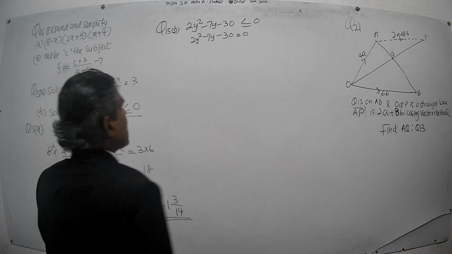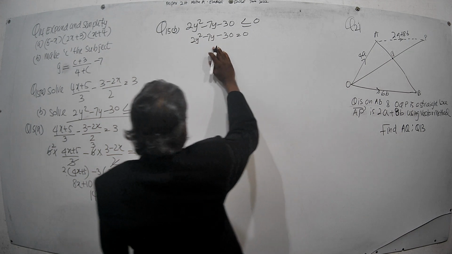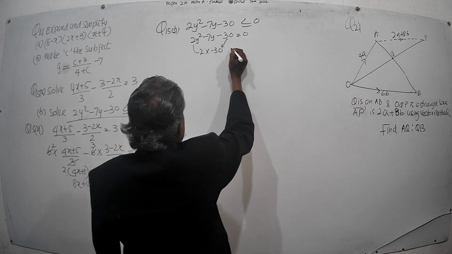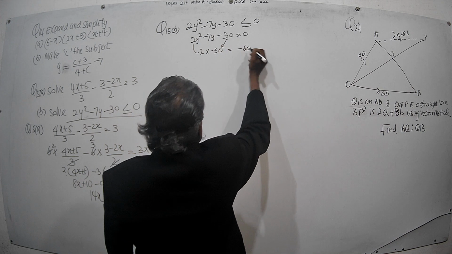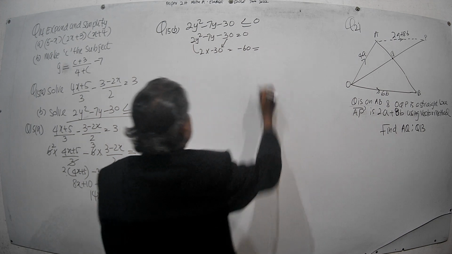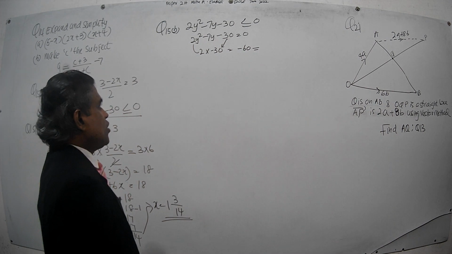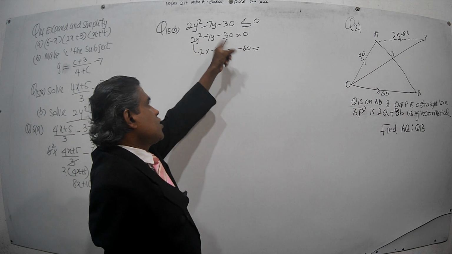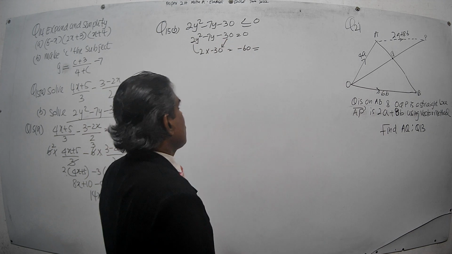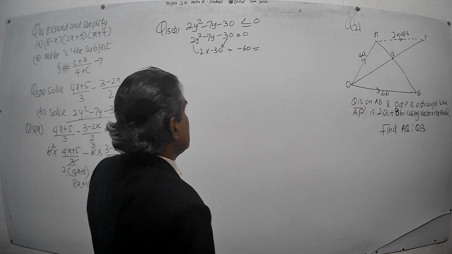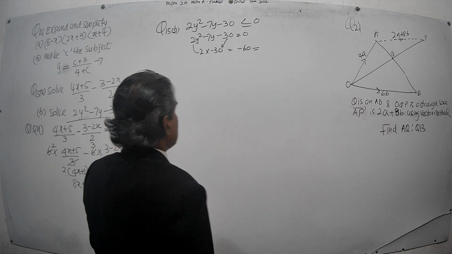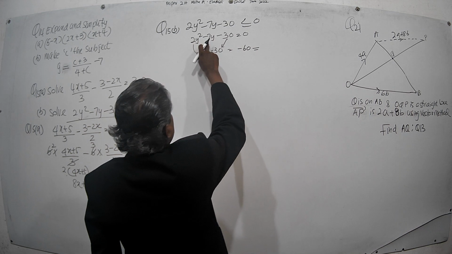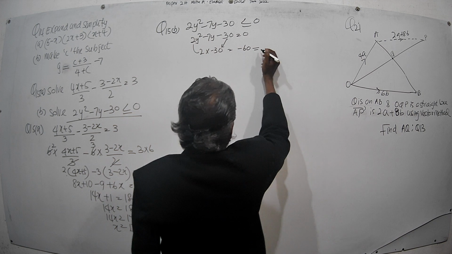Right. Now here we can factorize this. You multiply this 2 by this minus 30, how much? Minus 60. Then find the factors of this one. When you have a coefficient in the square term, that coefficient is multiplied by the constant term, here it is minus 30. Then you get the factors of the product of those two, so that the sum of the factors equals the middle term coefficient, the coefficient of y.